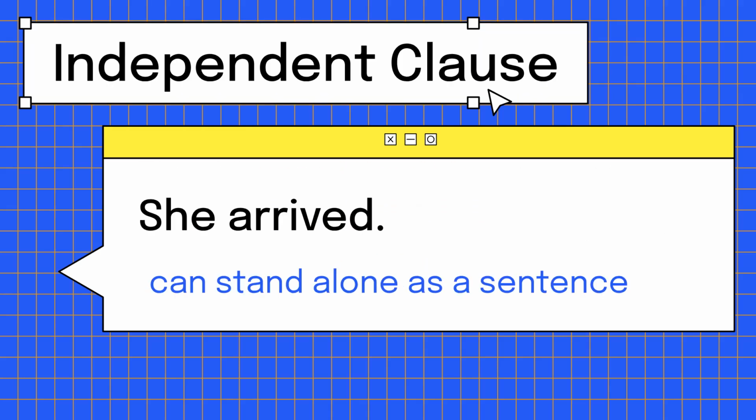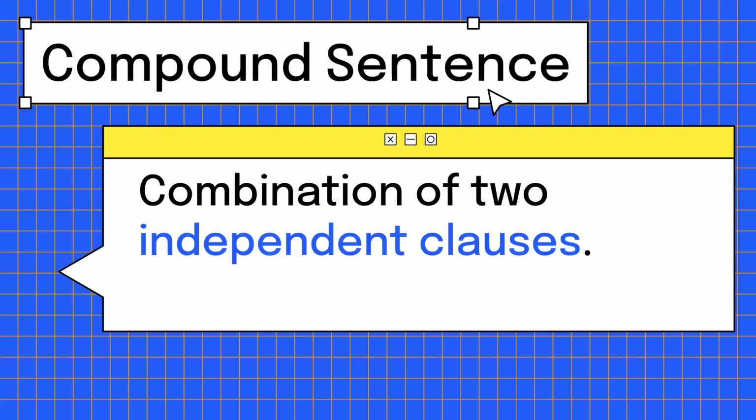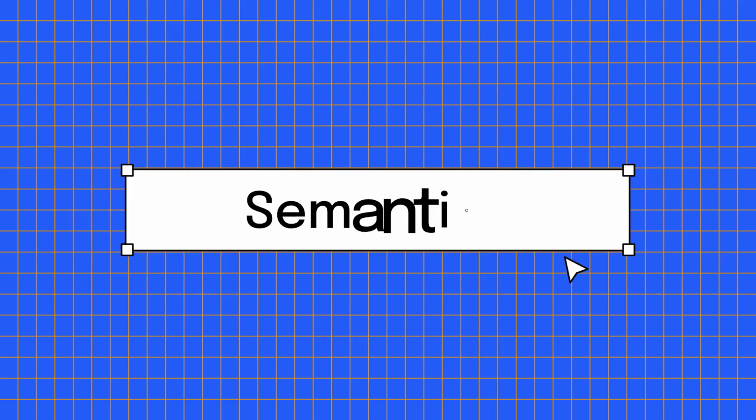An independent clause can stand alone as a sentence. She arrived. A dependent clause cannot. When she arrived. Combine two independent clauses, and you get a compound sentence. Combine an independent and a dependent clause, and you have a complex sentence. Understanding this is key to understanding writing. But a grammatically perfect sentence is useless if it doesn't mean anything.